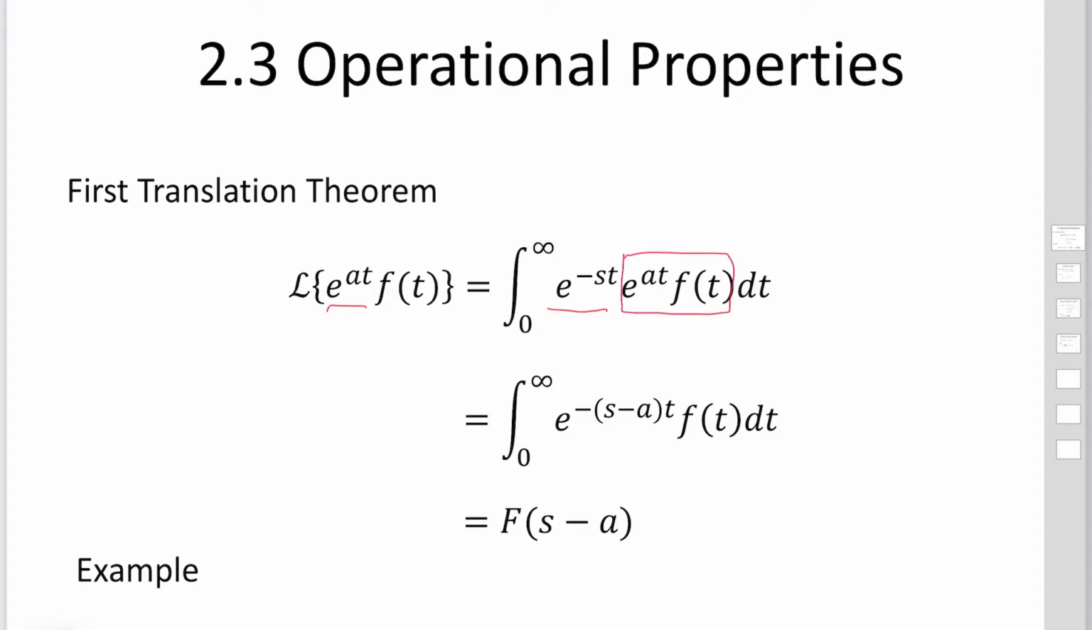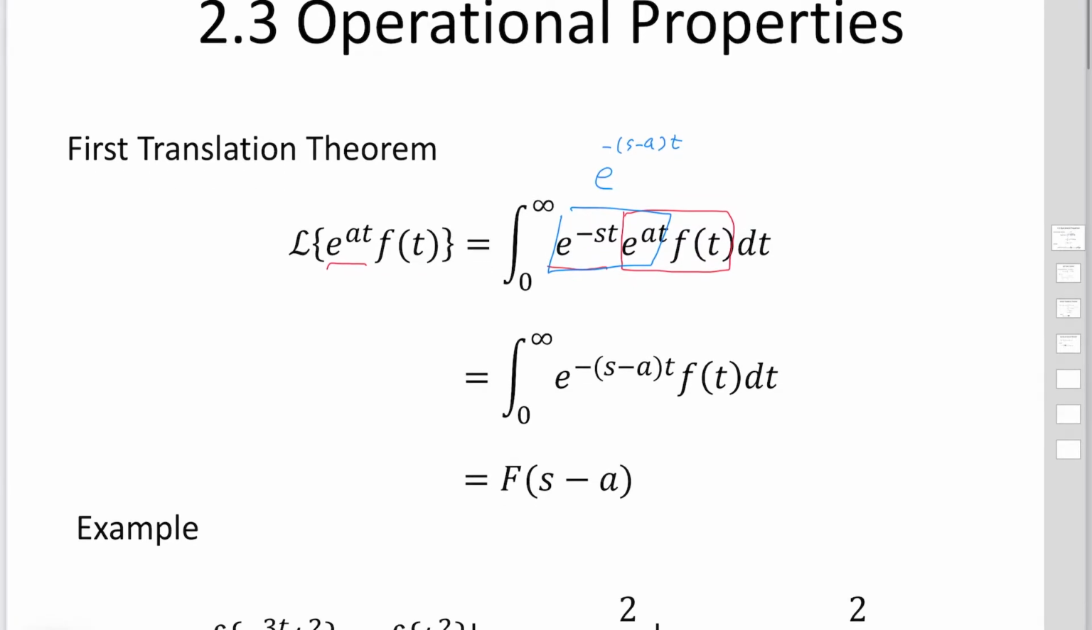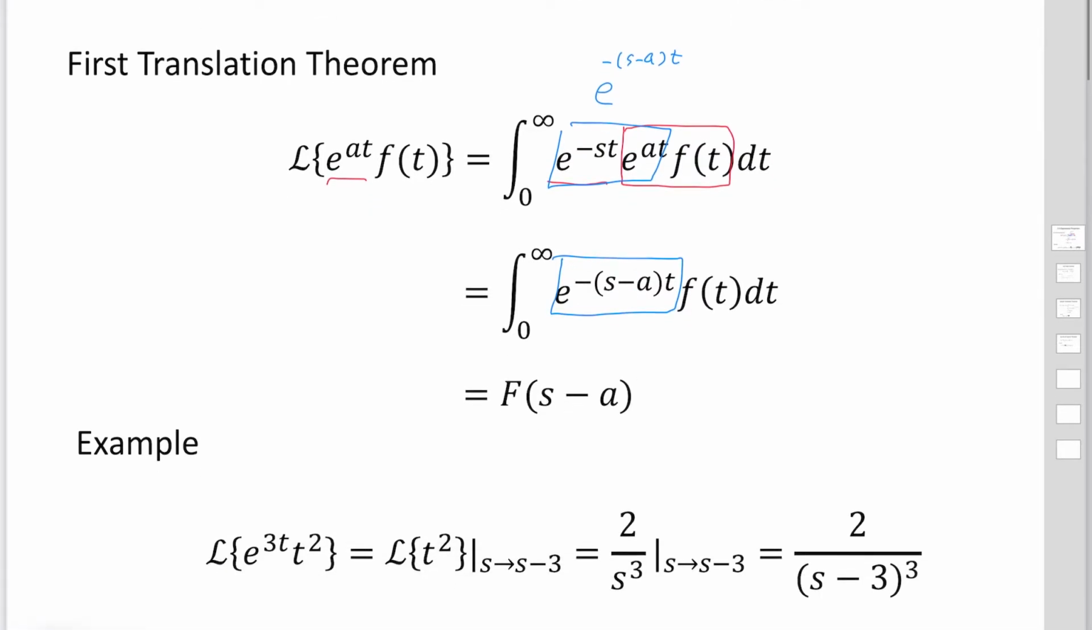We substitute e^(at) times f(t) into the definition of the Laplace transform. Then we combine: e^(-st) times e^(at) becomes e^(-(s-a)t). So instead of s, we use s minus a. The Laplace transform is expressed as capital F(s minus a). Instead of s, we substitute s minus a.